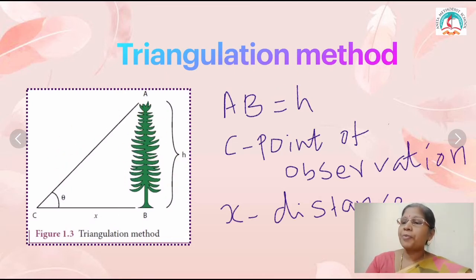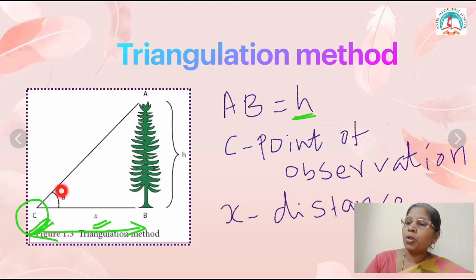You see the picture. Now AB, what object am I taking? I am taking a tree here. This AB is the height, represented by H here. C is the point of the observer. I am standing at that particular point C. The distance between the object and the observer is represented by X. So X is the distance. The angle between the line of sight to the top of the tree or building and the base is represented by theta.